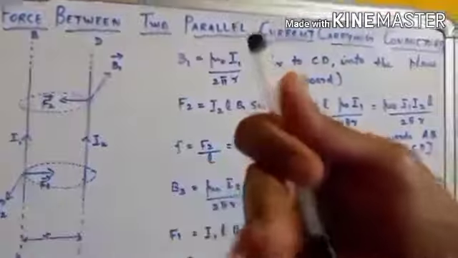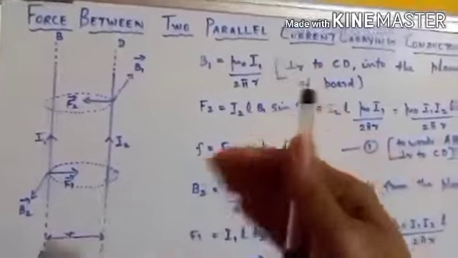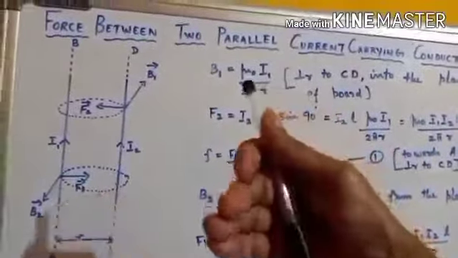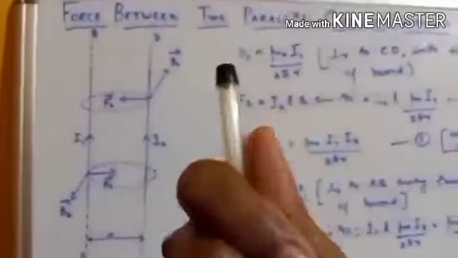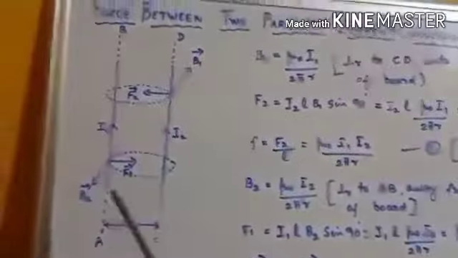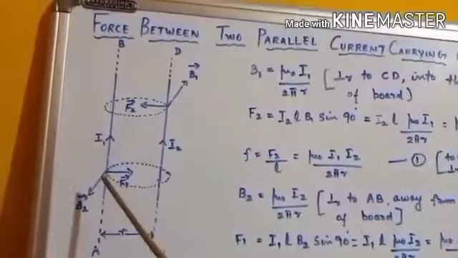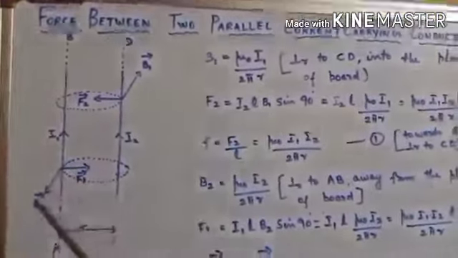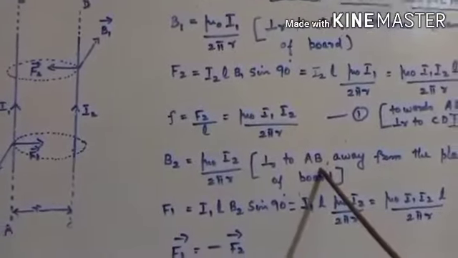the tangent is coming away from the plane of the board. See that? On the left side, it is coming away from the plane of the board. On the right side, it will be towards the plane of the board. So that's why I have represented this B2 direction, magnetic field, away from the plane of the board. Okay, so B2 we have, direction also we have written.